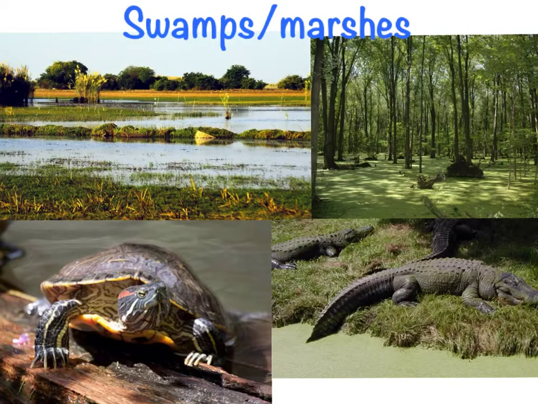Swamps and marshes are wetland areas with plants growing in the waters. Swamps typically have trees and vines growing, while marshes are treeless and contain plants such as grasses. Alligators are an example of an animal that lives in swamps, and a painted turtle is an animal that lives in marshes.